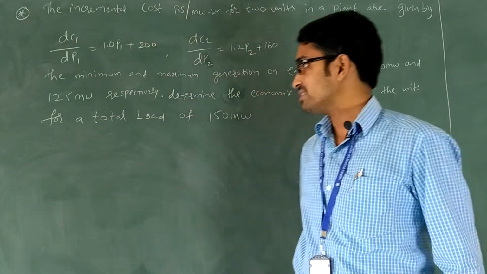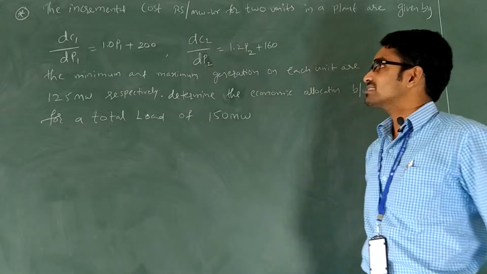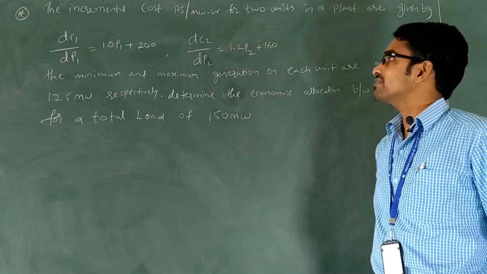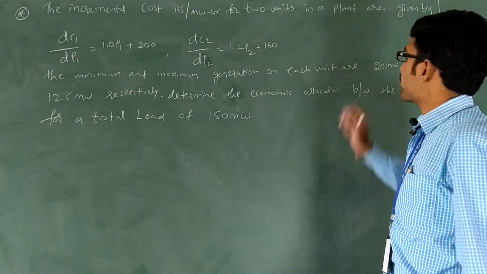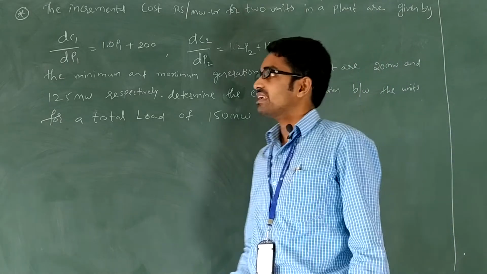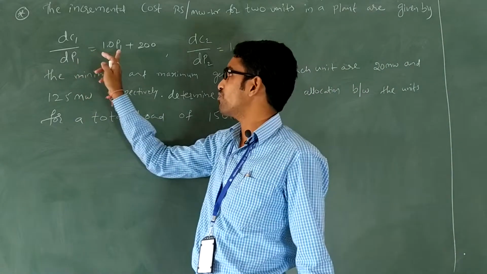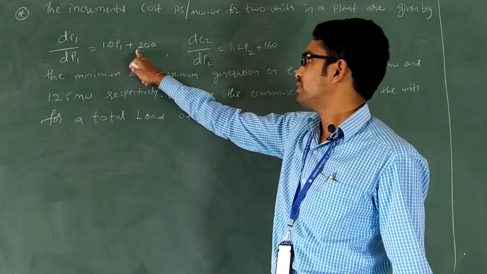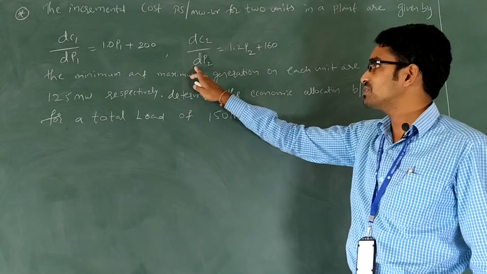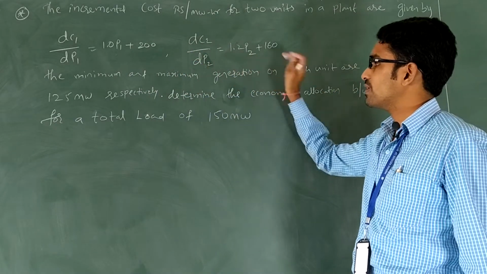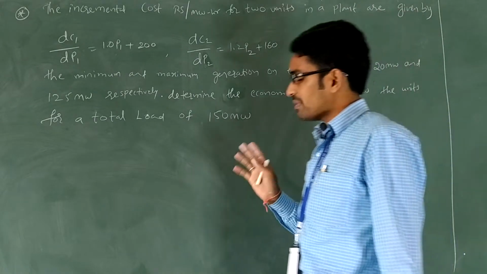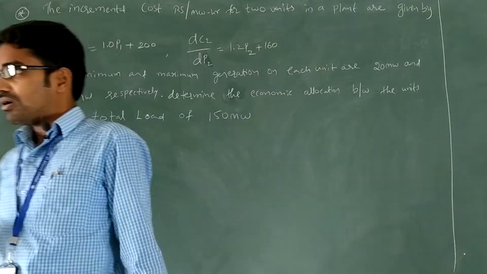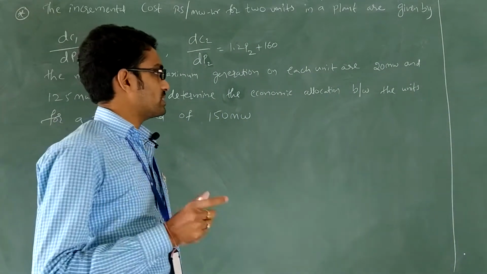So here the problem is: the incremental cost in rupees per megawatt hour for 2 units in a plant is given by dC1/dP1 = 1 P1 + 200 and dC2/dP2 = 1.2 P2 + 160. The minimum and maximum generation for the generating station.